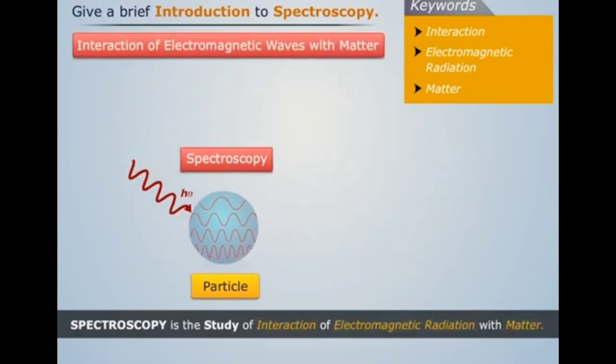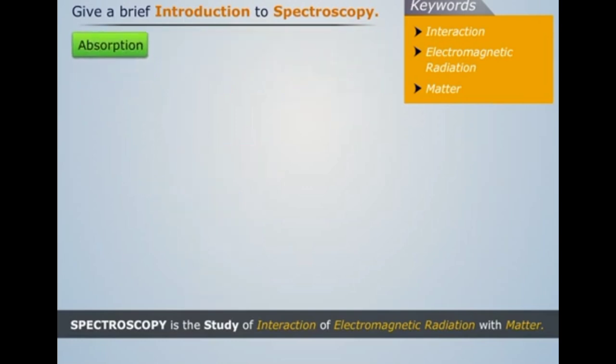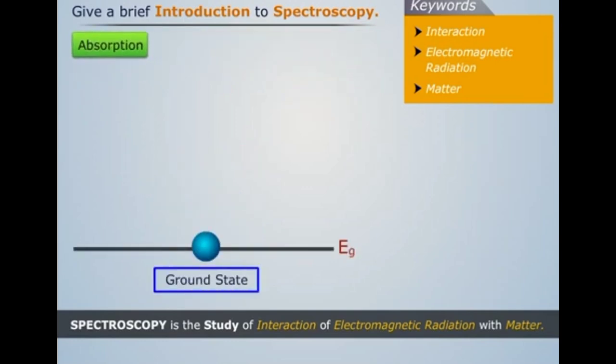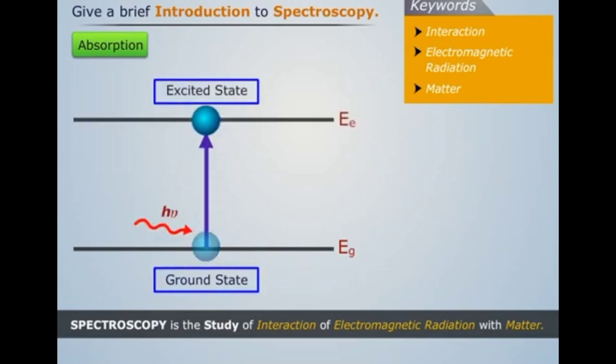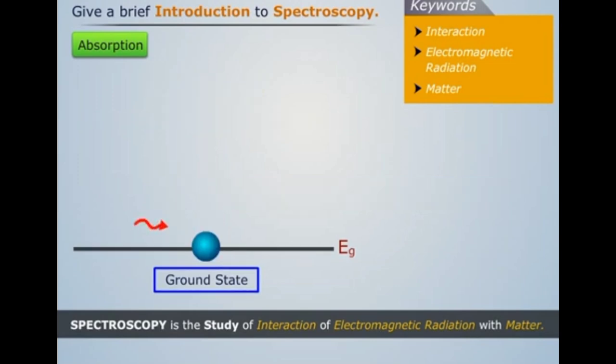There are two ways in which the interaction between electromagnetic radiation and matter can take place: by absorption and by emission. Let's first discuss absorption. When the electrons present in atoms or molecules of the matter absorb energy from electromagnetic radiation falling on it, they jump from ground state to excited state. This phenomenon is called absorption.